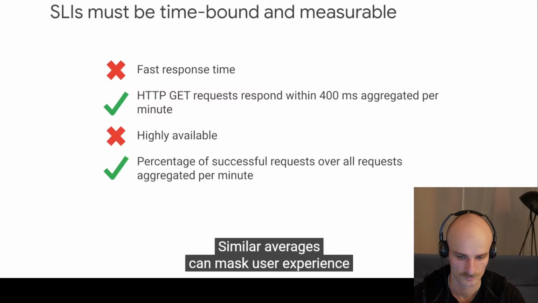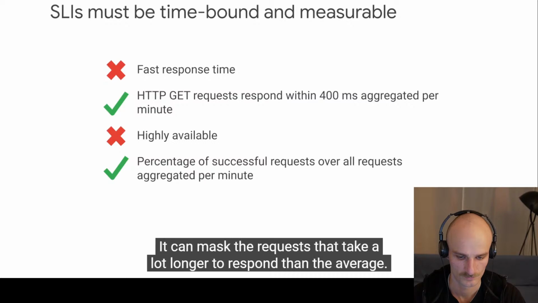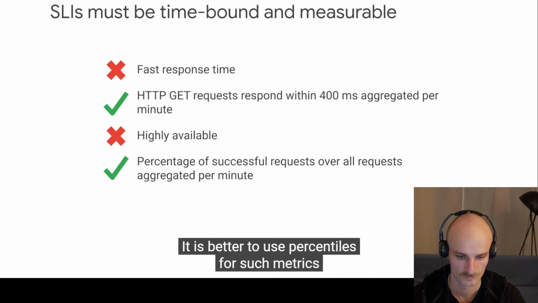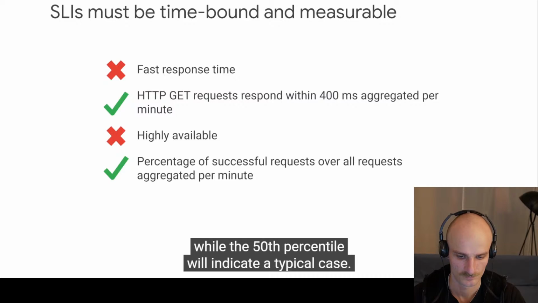Similar averages can mask user experience when used for metrics like latency. It can mask the requests that take a lot longer to respond than the average. It is better to use percentiles for such metrics, where a high order percentile such as 99% shows worst case values, while the 50th percentile will indicate a typical case.